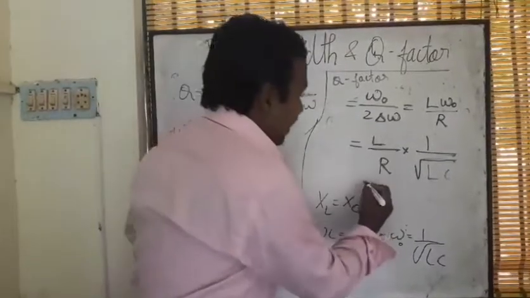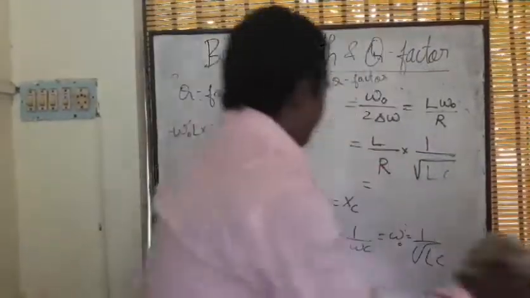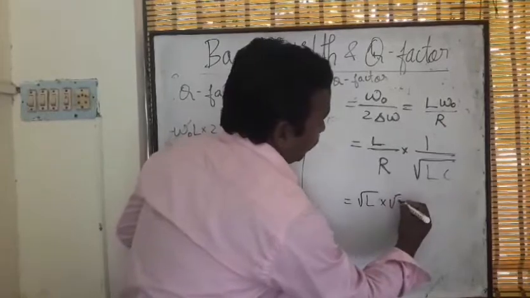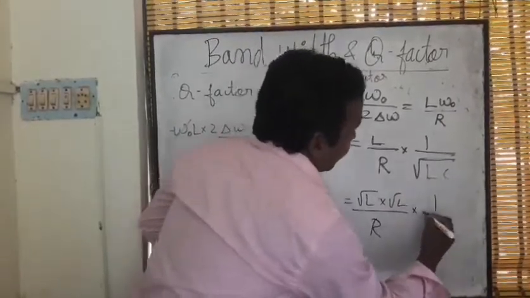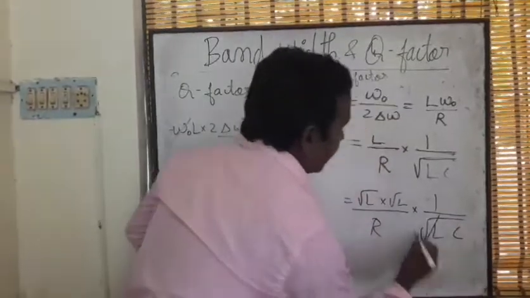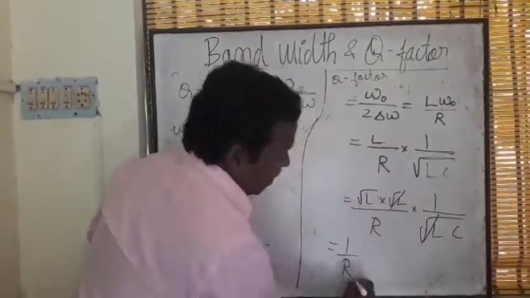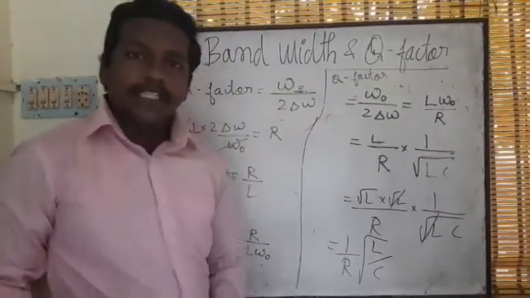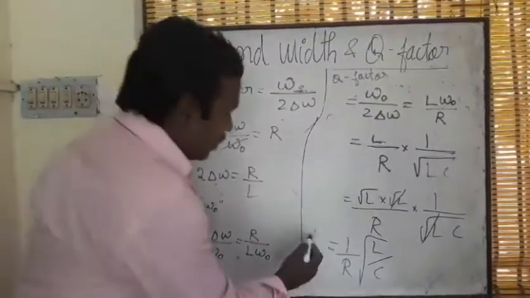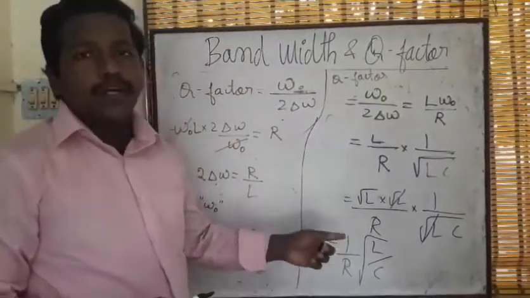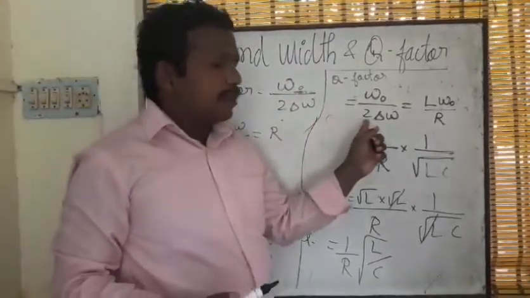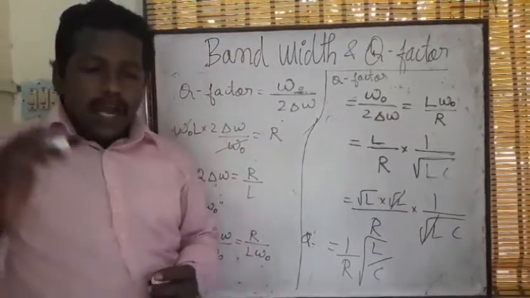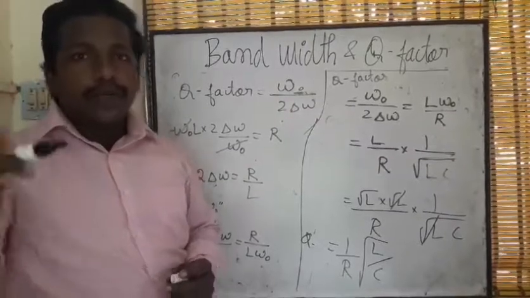So this L we can write as root L into root L. So L I am going to write as root L into root L divided by R, into 1 divided by root of LC. Root L gets cancelled. That means 1 divided by R, the whole root of L by C. This is the Q factor. So the final value of the Q factor is 1 by R root of L by C. Otherwise, omega naught by 2 del omega is equal to L omega naught by R. The Q factor represents the quality of the sound you are going to hear. Thank you.